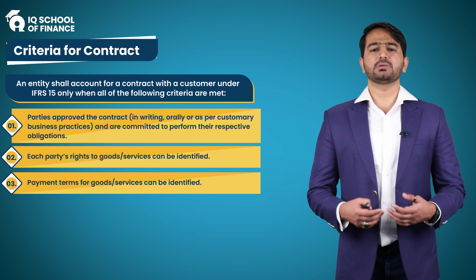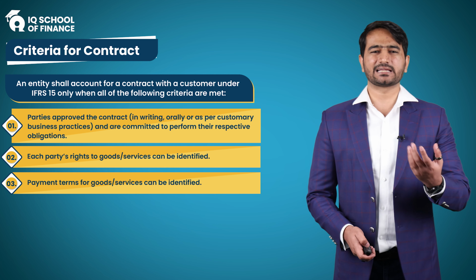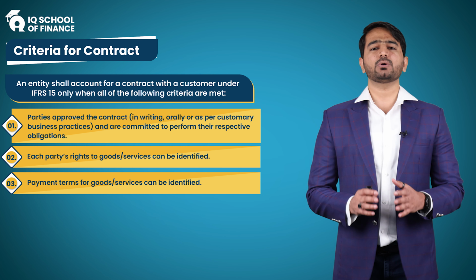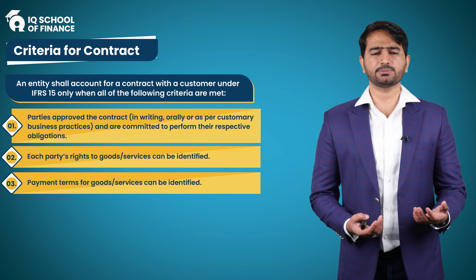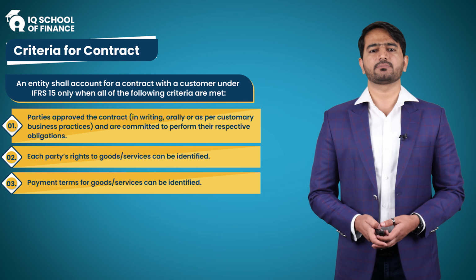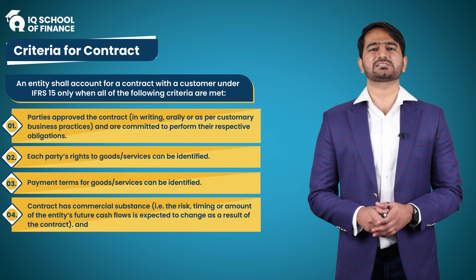Similarly, different prices may be agreed depending upon the completion of contract work either before or after some decided deadline. So it is important to identify the payment term. It may be fixed payment, it may be variable payment, it may be contingent payment depending upon any future event. After this, we have the fourth criterion that the contract must have a commercial substance.